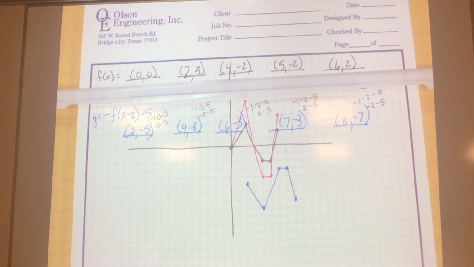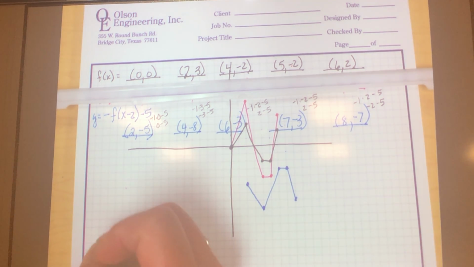Which one do you like better? The math part. Most people like the math part better because it's very straightforward. I mean, there's nothing wrong with looking at it and physically moving points. But it is easy to get messed up.